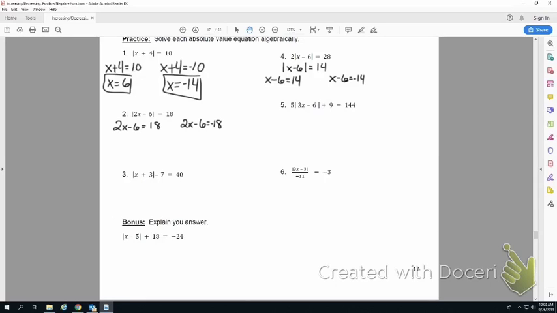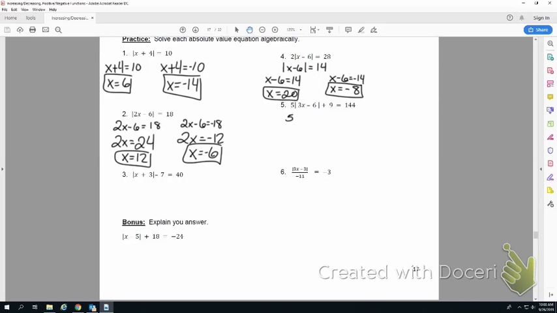Yes, sir. Yeah, actually, those are 6 meters.